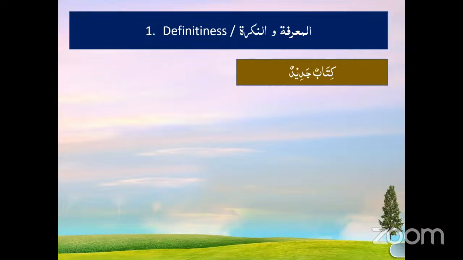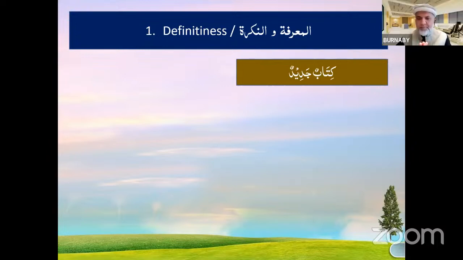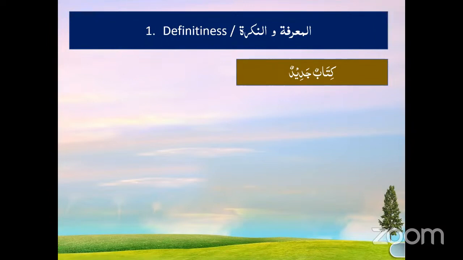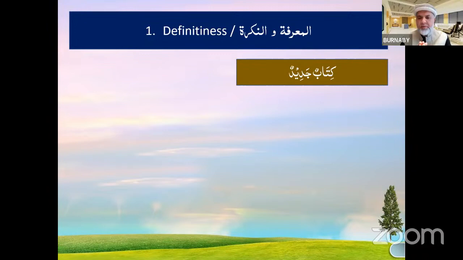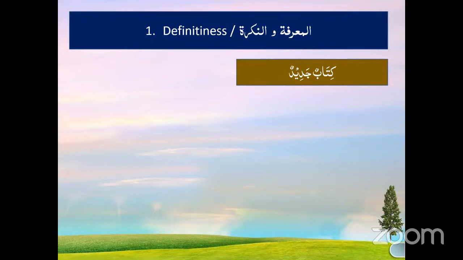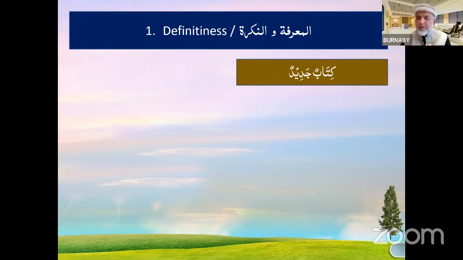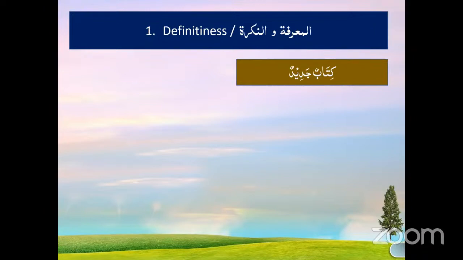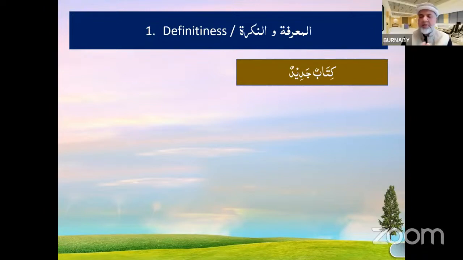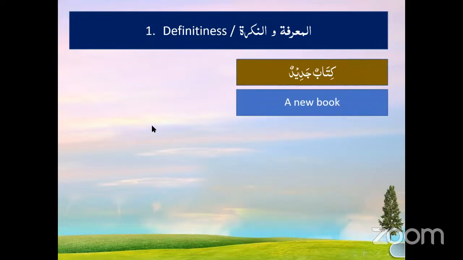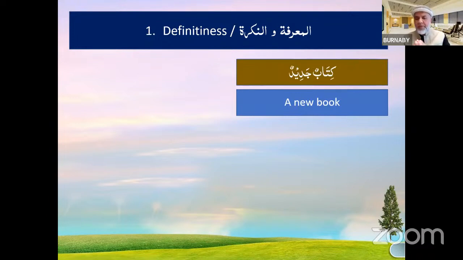So Kitab is rafa, right? Is Jadidun rafa? Yeah. Is Kitab nakira or marifa? Nakira. And Jadidun, nakira or marifa? Nakira. It will be nakira, following Kitab. So the translation will be: a new book. This is the example of rafa rafa, nakira nakira.